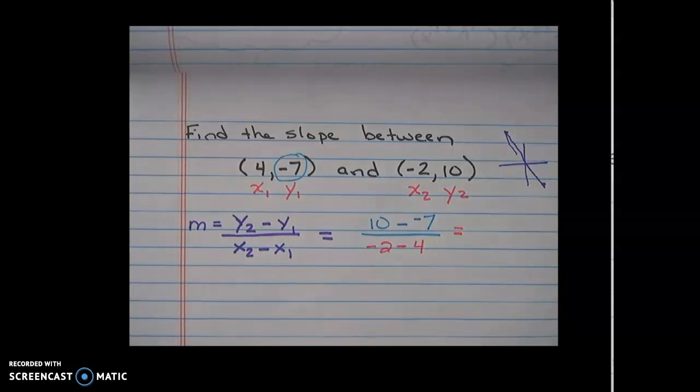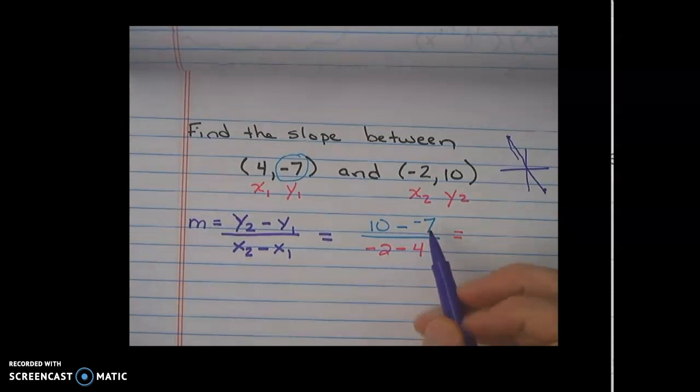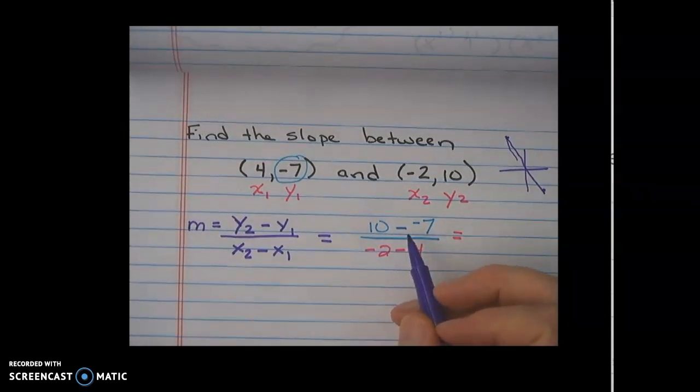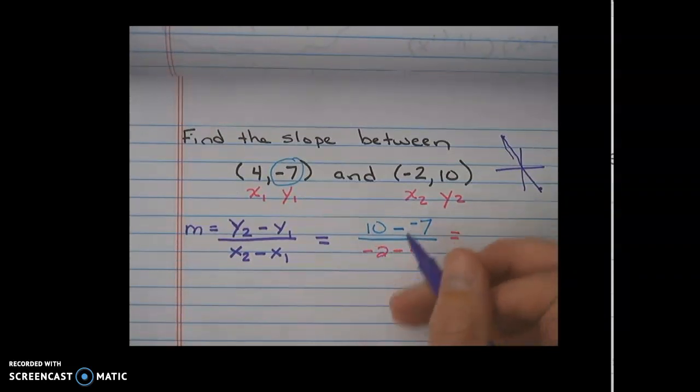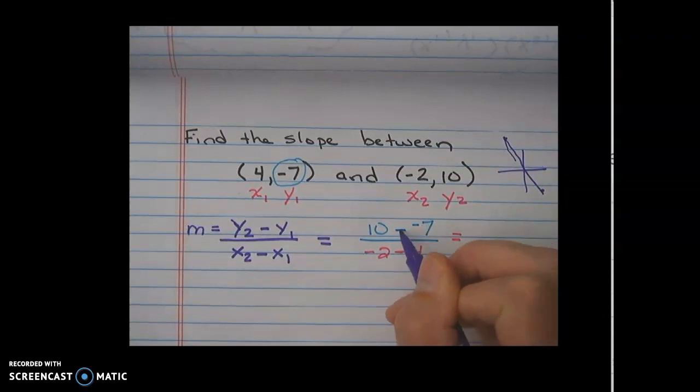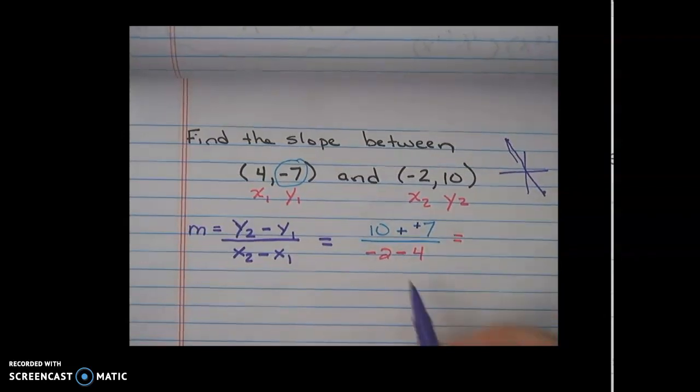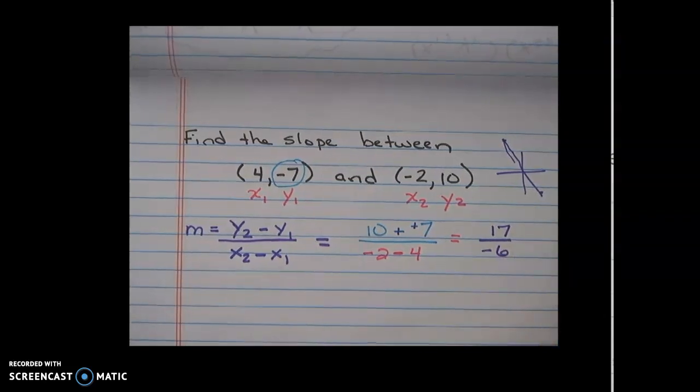And at that point, it's just a matter of doing the math. I just want to make sure we remember when we're subtracting a negative, it's kind of the same thing as addition. Now you could type this into a calculator and it would give you the right answer as long as you typed in 10 minus a negative 7. Or you could also just know that when you subtract a negative, it's the same thing as adding. So this just becomes 10 plus 7, which is 17. On the bottom is negative 2 minus 4, which is negative 6.